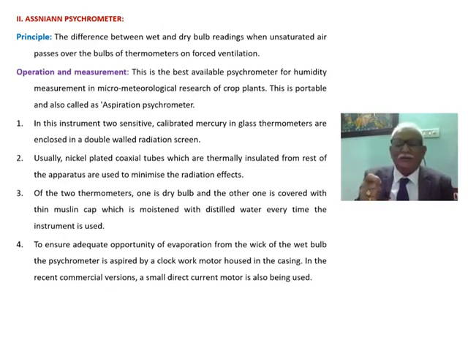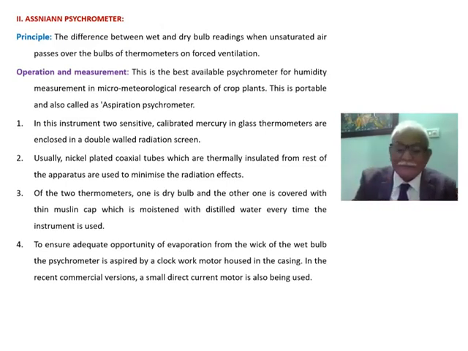Whenever we want to use the instrument, we have to moisten the wet bulb thermometer with distilled water. To ensure adequate opportunity for evaporation from the wick of the wet bulb, the psychrometer is aspirated by a clockwork motor. Just like toys for children, we give it a key, a full screw, and allow it to run so that it drives the forced ventilation.